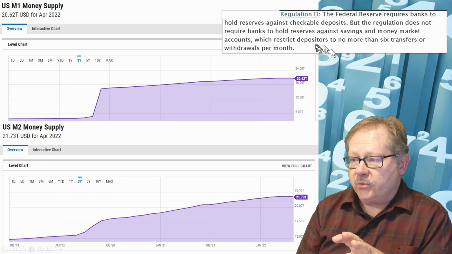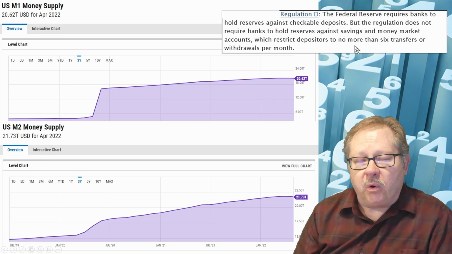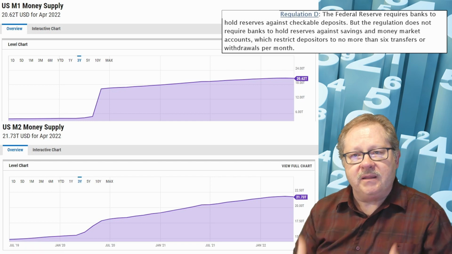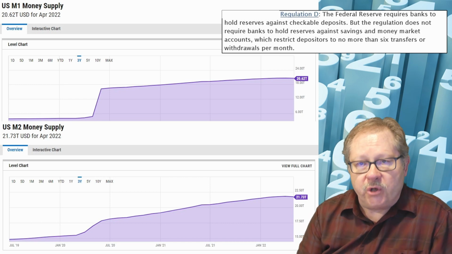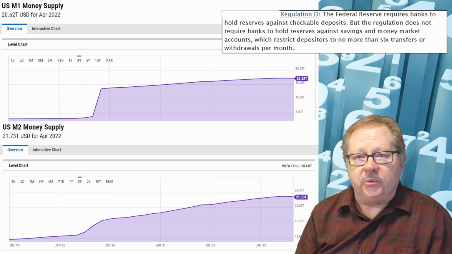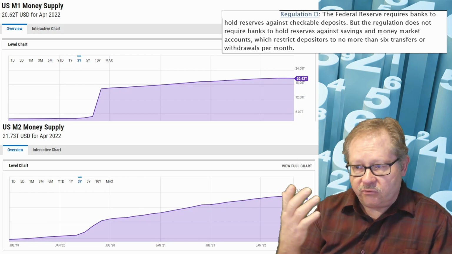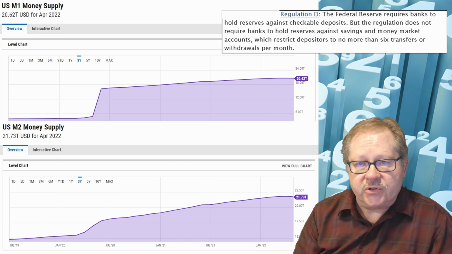Well, Regulation D basically said that banks were not required to keep that money in-house in order to give it out at a moment's notice like they would with a checking account. You have to always be liquid with a checking account. Somebody could drain their checking account in a moment, even if they had thousands of dollars in it.